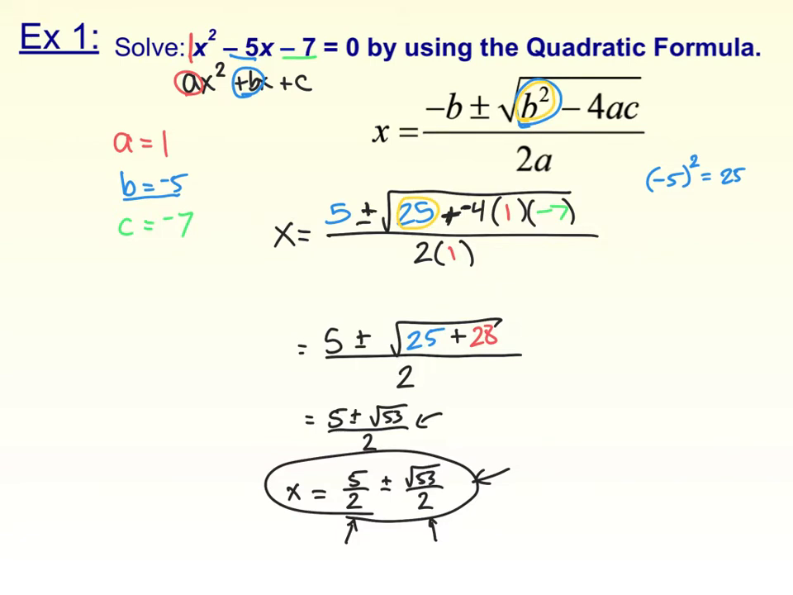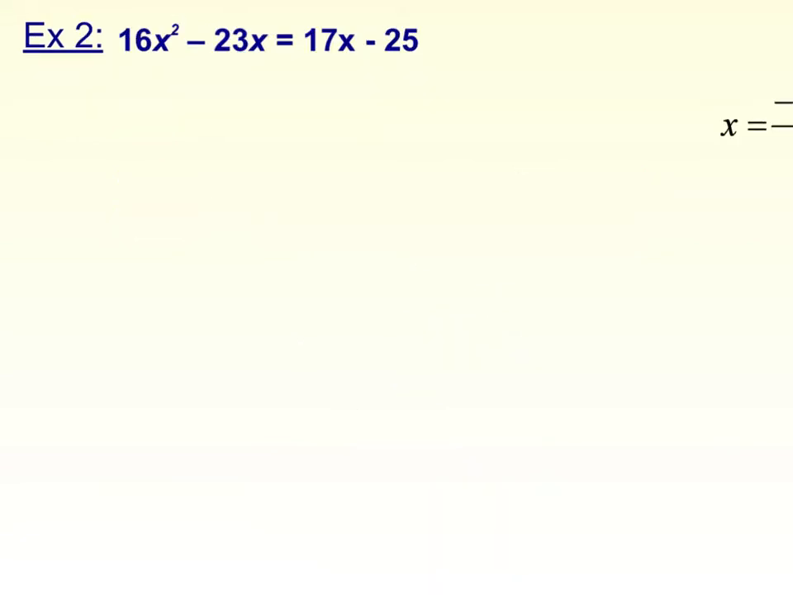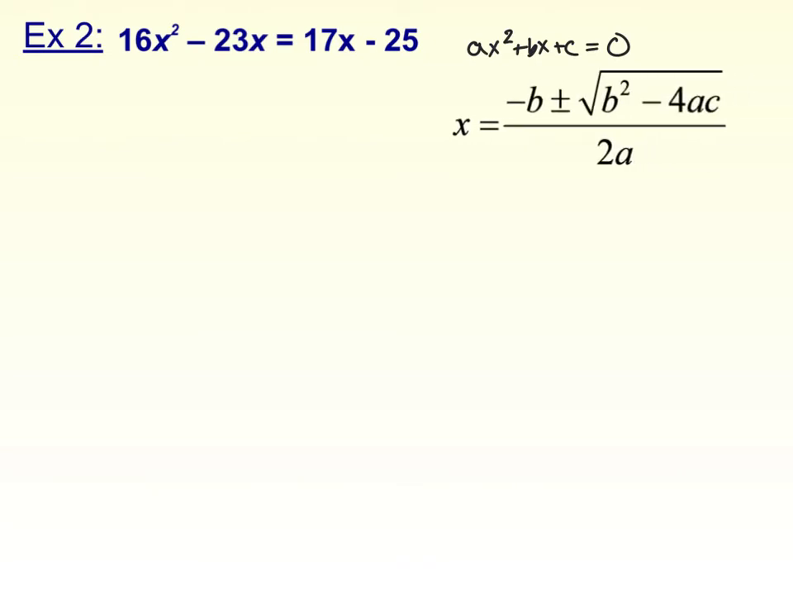So let's try one more example. On this equation, notice it looks a little different. But remember, we need it to be ax squared plus bx plus c equal to 0 in order to use our quadratic formula.